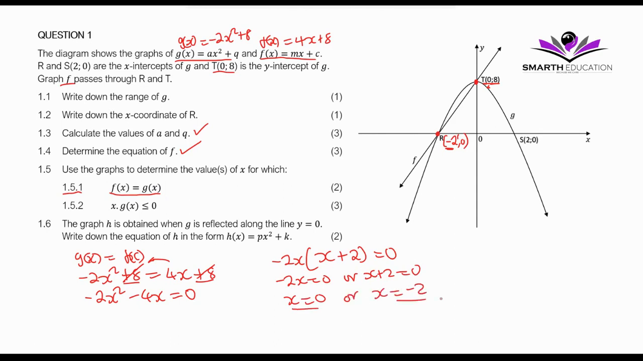I was just showing you how to do this algebraically, but we have this from this. This is our x value where f(x) is equal to g(x). This is our x value where f(x) is equal to g(x). The answer is x is equal to 0 or x is equal to -2.